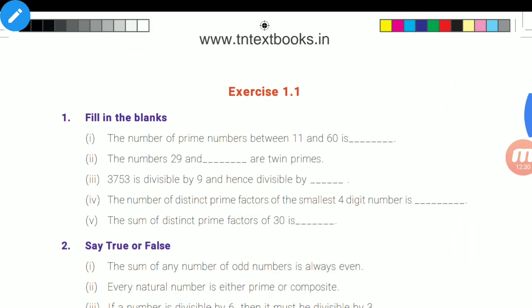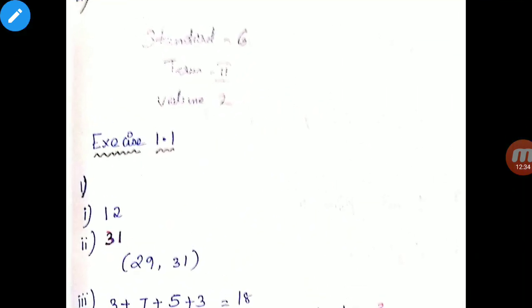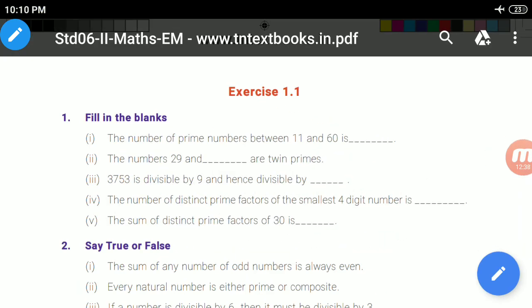Okay, the number of prime numbers between 11 and 16. I already told you that in a previous video. You should remember what the prime numbers between 1 and 100 are. As a TNPSC aspirant, you should remember that. So I'm not going to answer this question. You answer it yourself.